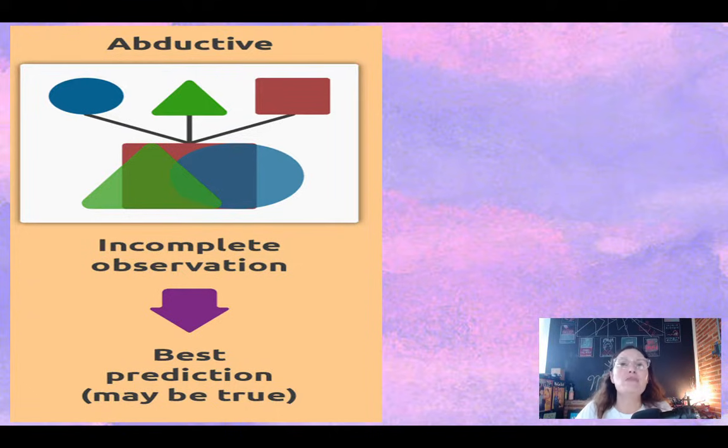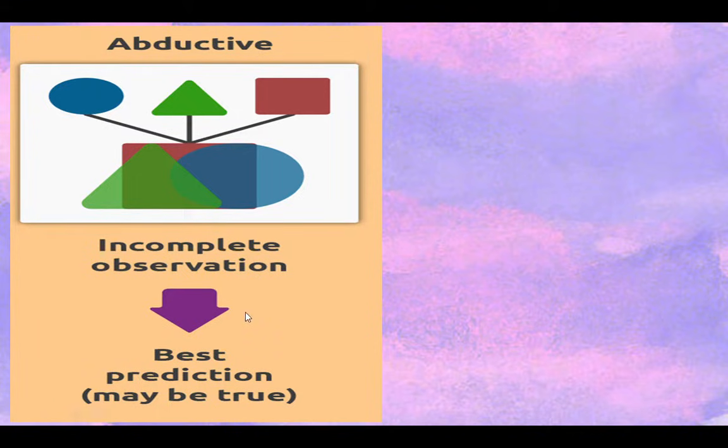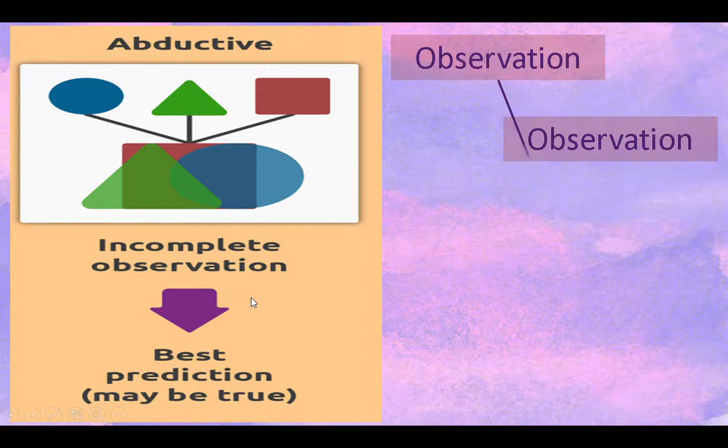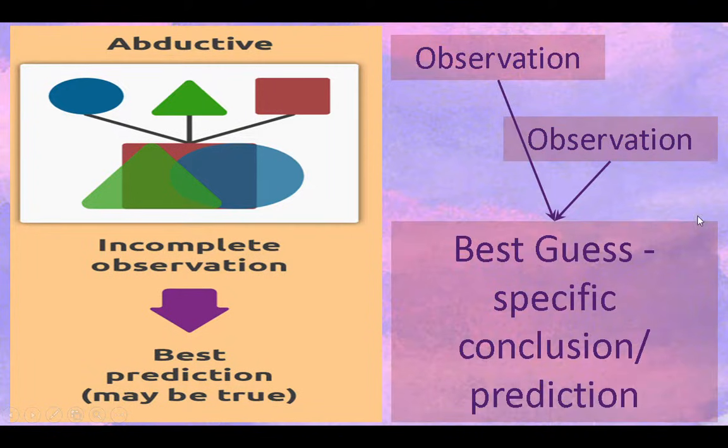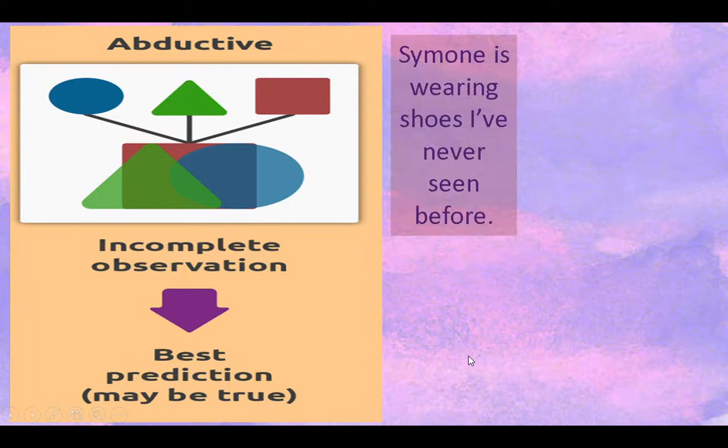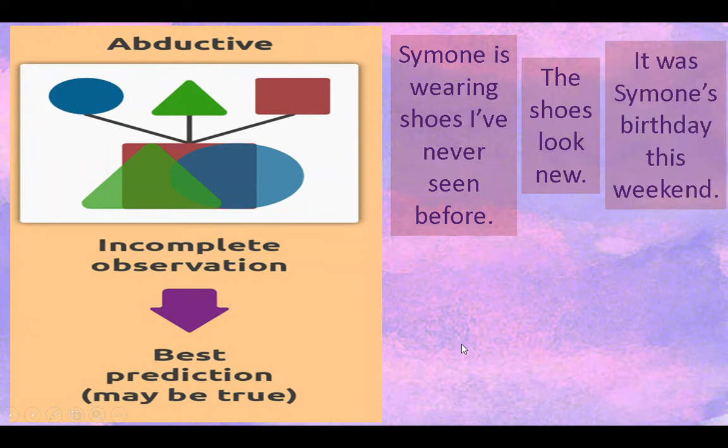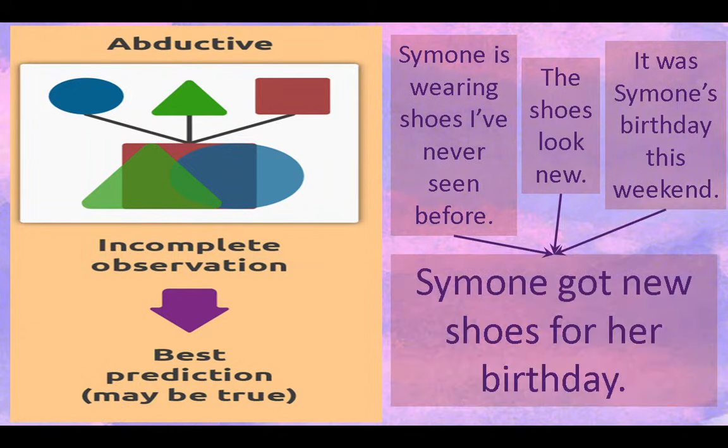But instead of moving from observations to a rule, we're moving from observations to a prediction or a guess. Here's what that looks like. I take my observations and I use them to make my best guess or my best prediction. Like, Simone is wearing shoes I've never seen before. The shoes look new. It was Simone's birthday this weekend. I could reasonably conclude Simone got new shoes for her birthday.